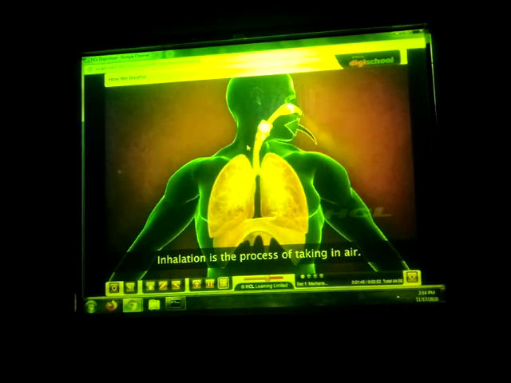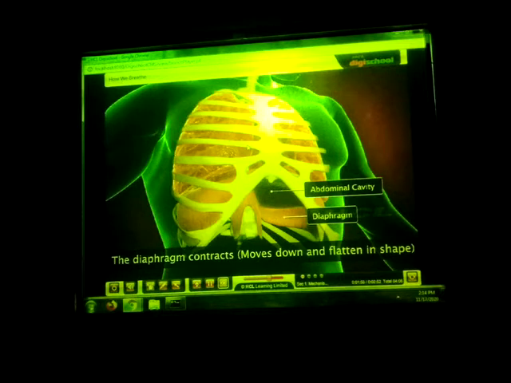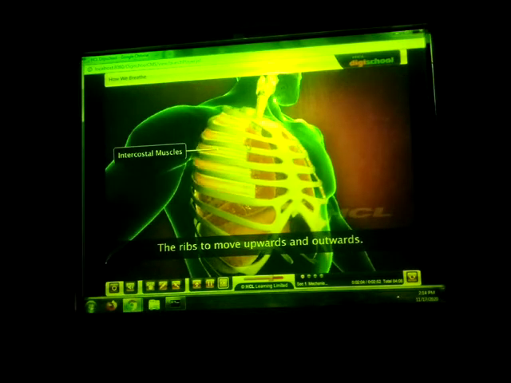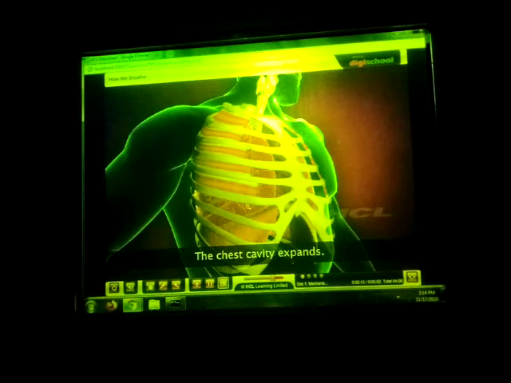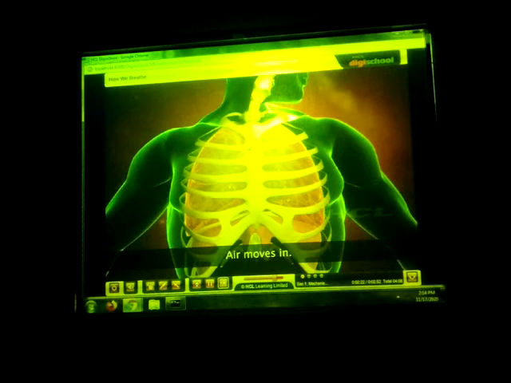Let's see how this happens. Inhalation starts when the muscles of the diaphragm contract and flatten in shape. Simultaneously, muscles present between the ribs contract. This causes the ribs to move upwards and outwards. The chest cavity expands. This reduces the air pressure inside the thoracic cavity. Consequently, air enters the lungs from outside via the nostril, pharynx, larynx, trachea and the bronchi.